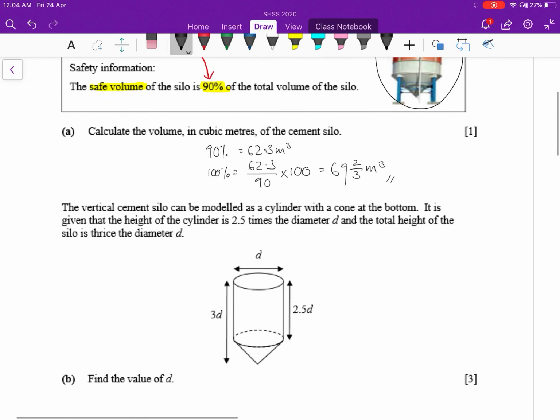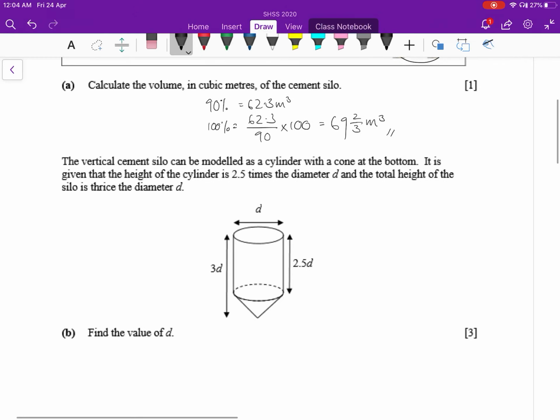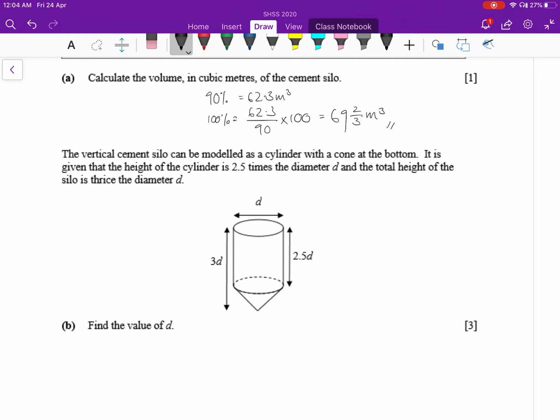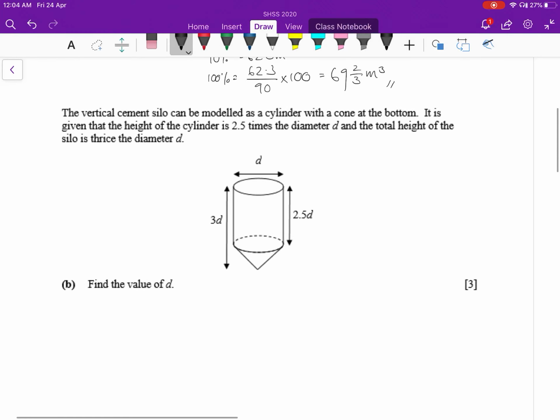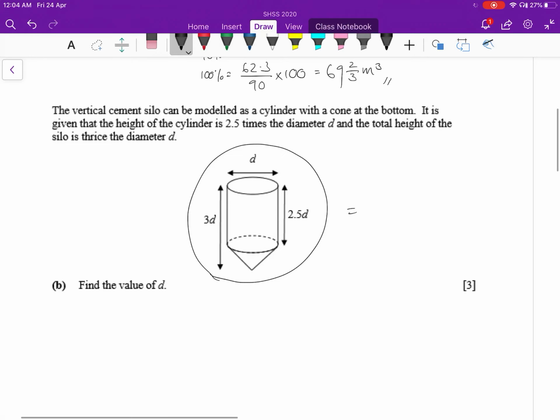Let's take a look. They said the cement silo can be modeled as a cylinder with a cone at the bottom. It is given that the height of the cylinder is 2.5 times the diameter and the total height of the silo is thrice the diameter d. Basically, they give you all the dimensions and they ask you to find the value of d. So they want you to equate the volume of this to 69 2/3 meters cubed. You see?